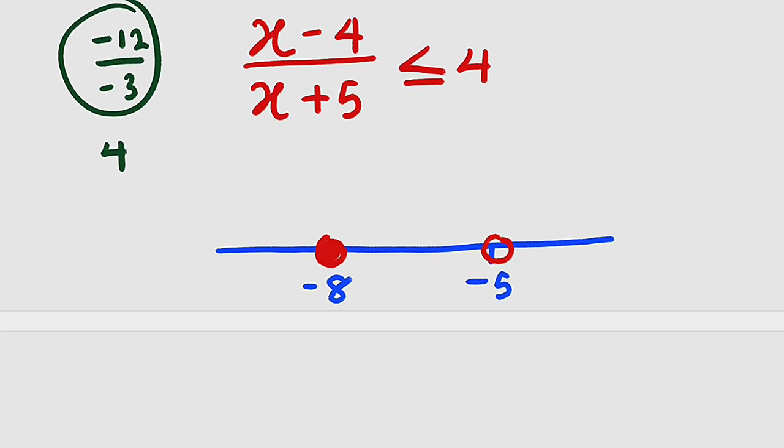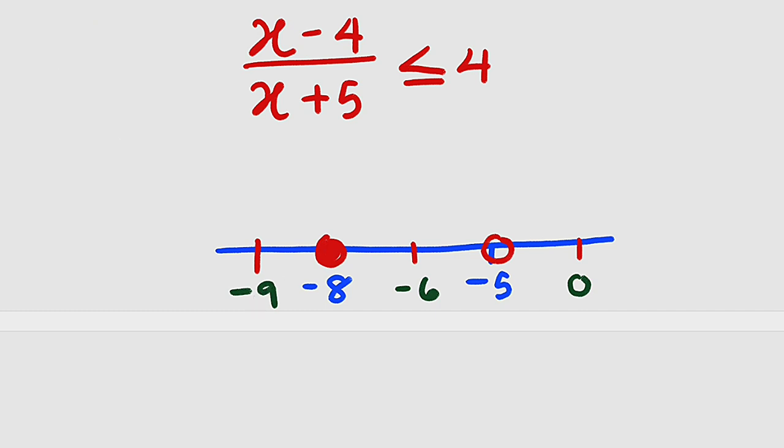Next, we need to test values to the left hand side of negative 8, in between negative 8 and negative 5, and also to the right hand side of negative 5. Let us choose nice numbers. We have negative 9 here. We could have negative 6 here. And we could have 0. 0 is greater than negative 5.